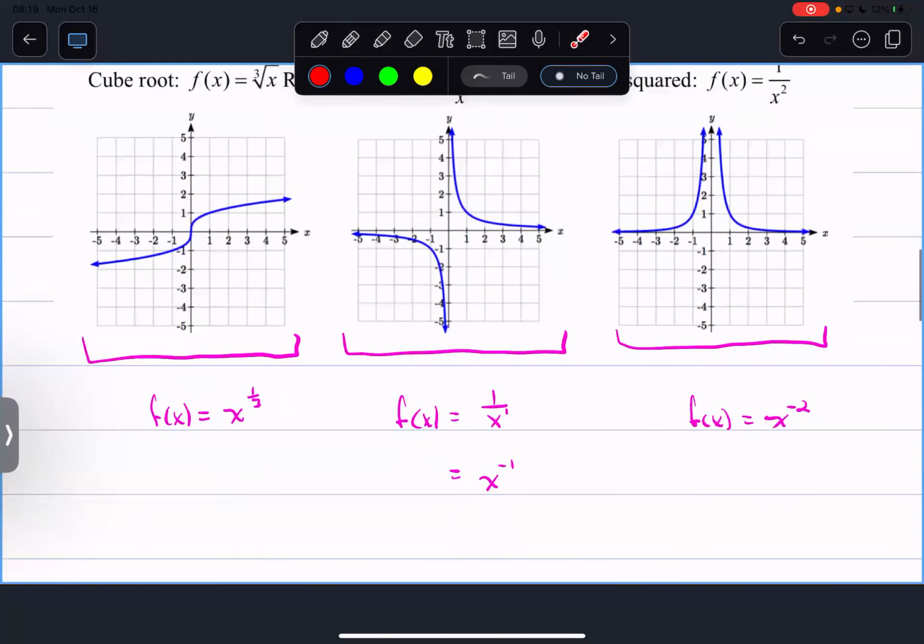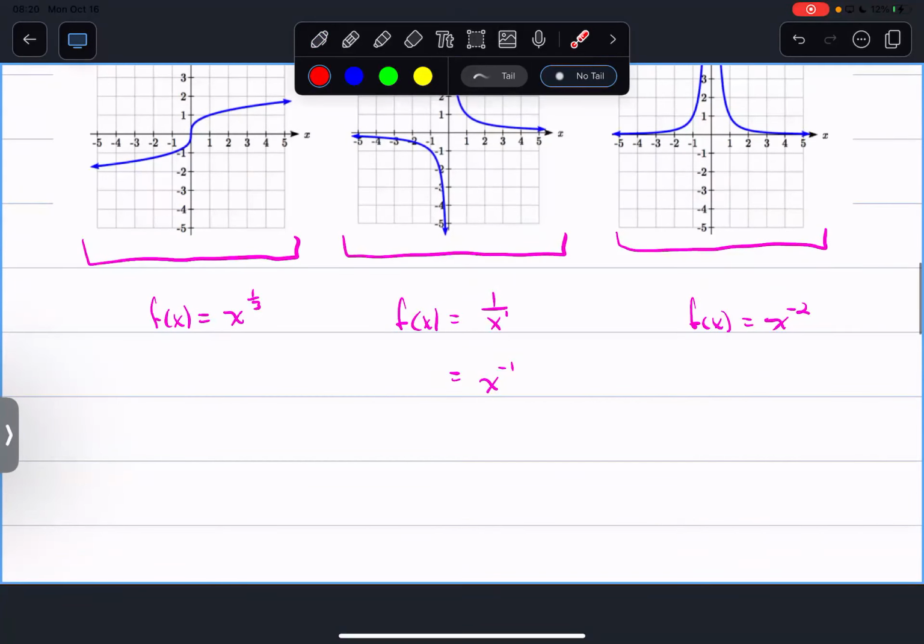So they're all power functions. Oh, great. We thought we were done with those. Yeah, right.